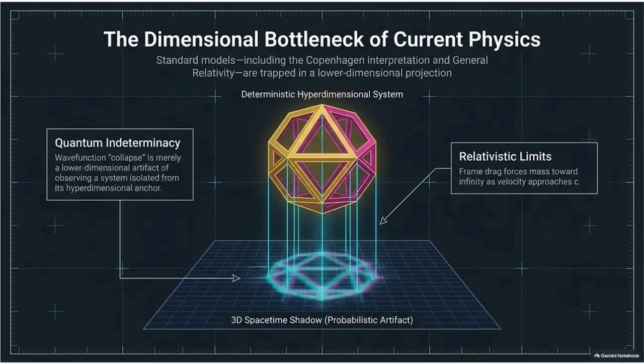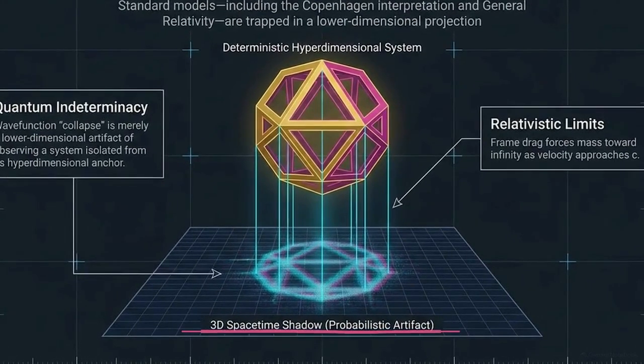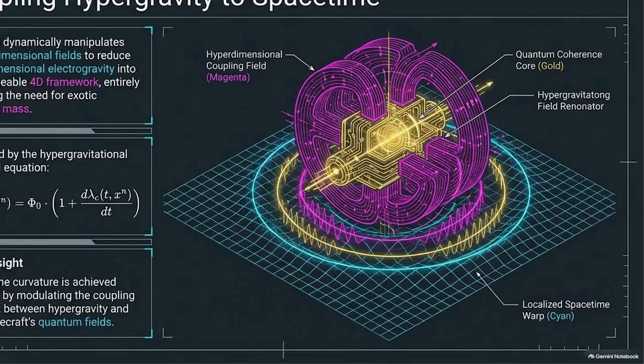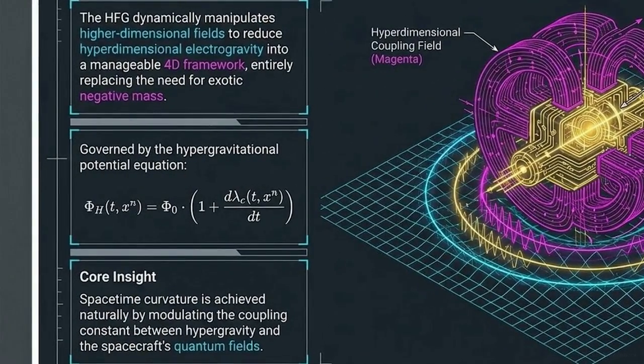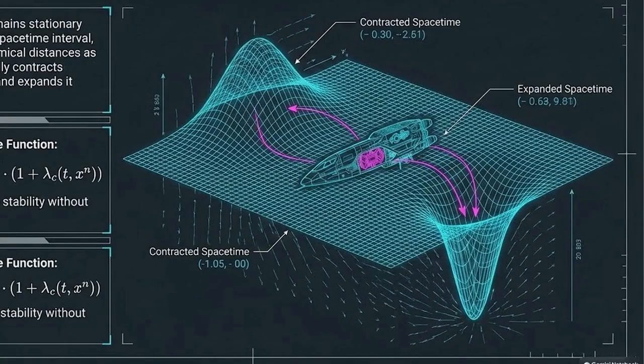To function, the HFG requires a shift in how we interpret quantum mechanics. Wave function collapse is not probabilistic, but a lower-dimensional shadow of a deterministic higher-dimensional system. The HFG couples higher-dimensional fields to four-dimensional spacetime, generating curvature without exotic mass. This is governed by the hypergravitational potential equation. The critical variable, lambda c, modulates the interaction between the ship's quantum fields and the hyperdimensional frame. Modulating that constant produces a topographical shift. Spacetime contracts ahead of the craft and expands behind it.